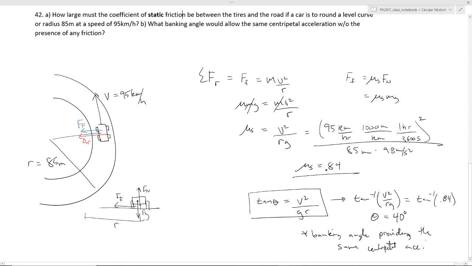So this is kind of a nice combination of examples that show you how both friction and the normal force can provide centripetal acceleration, allowing, in this case, a car to turn a corner.